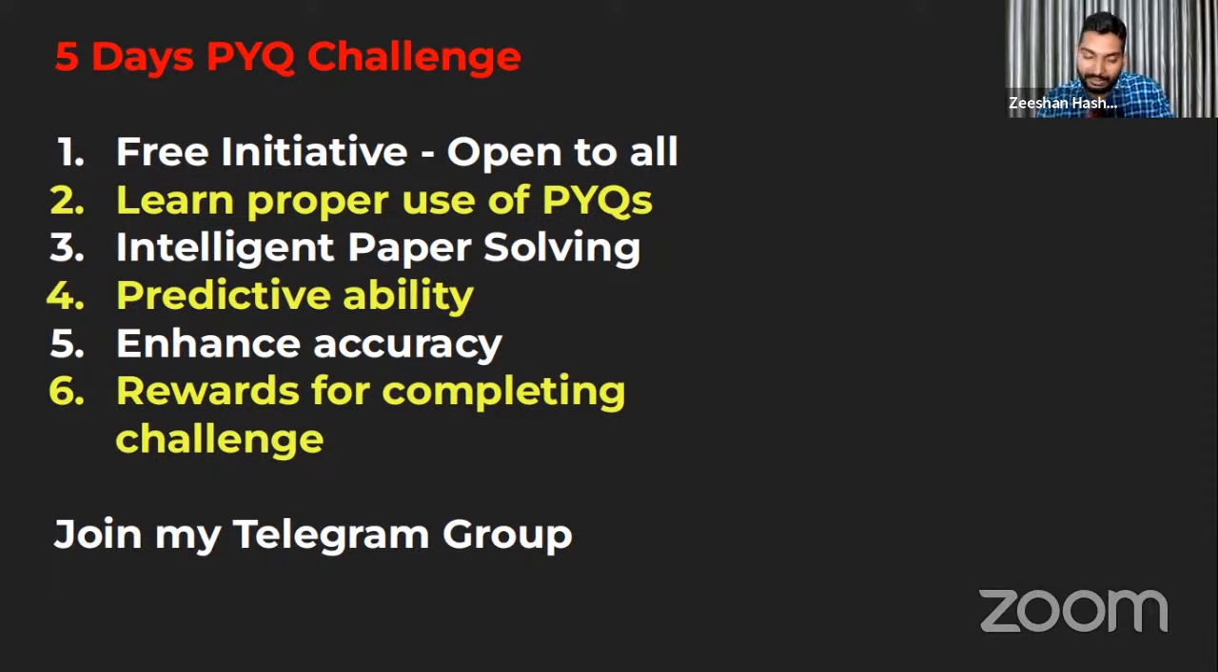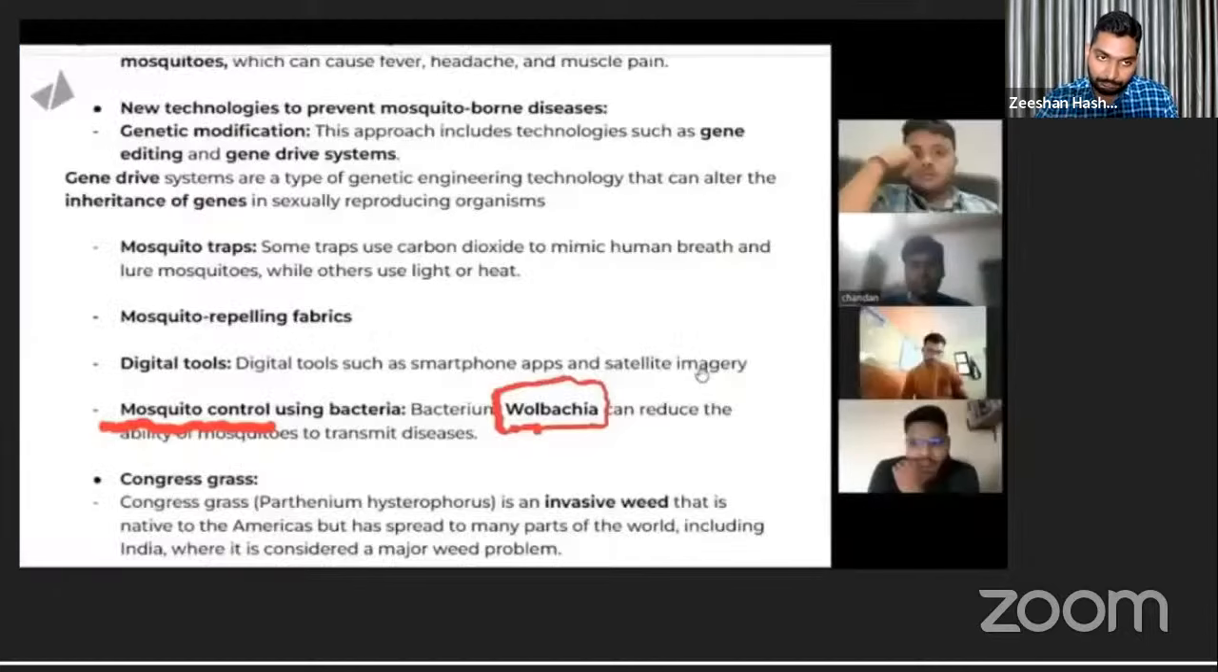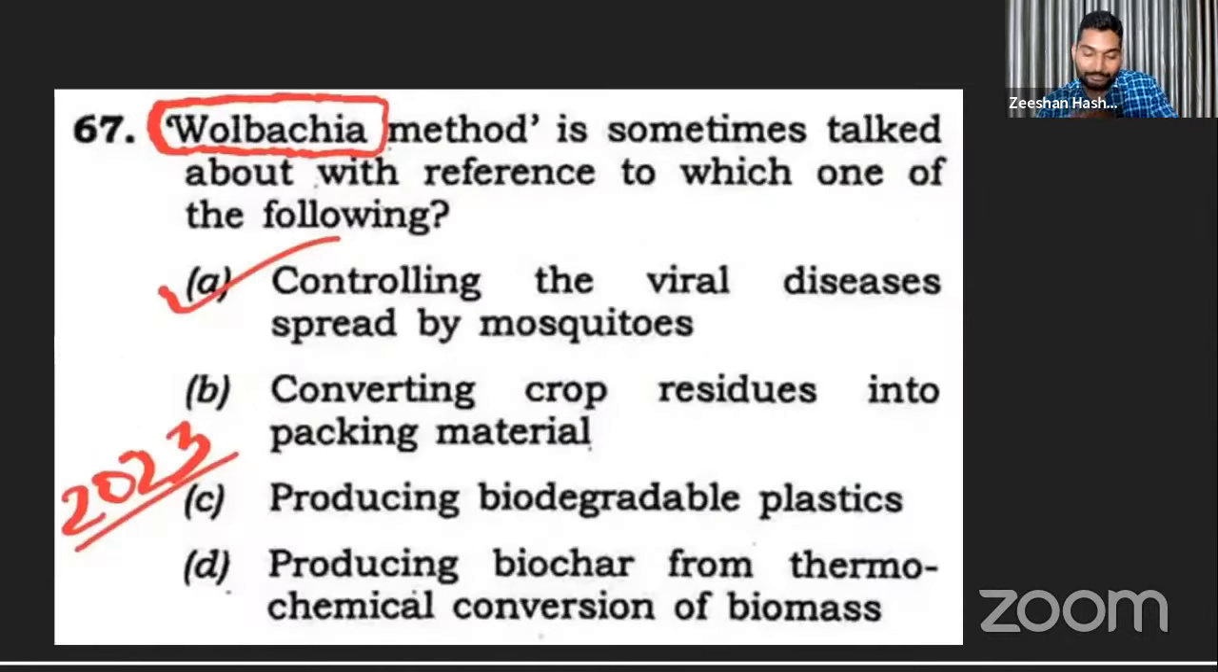Okay, quickly moving ahead. Now, this is a screen grab from a class of mine. What is important here, before the 2023 prelims, you can see the students paying keen attention to the ongoing class and what we were discussing back then. Mosquito control using bacteria, and specifically we had discussed about Wolbachia. Now, why is this important? This is important because there was a direct question in prelims 2023, and this was that question.